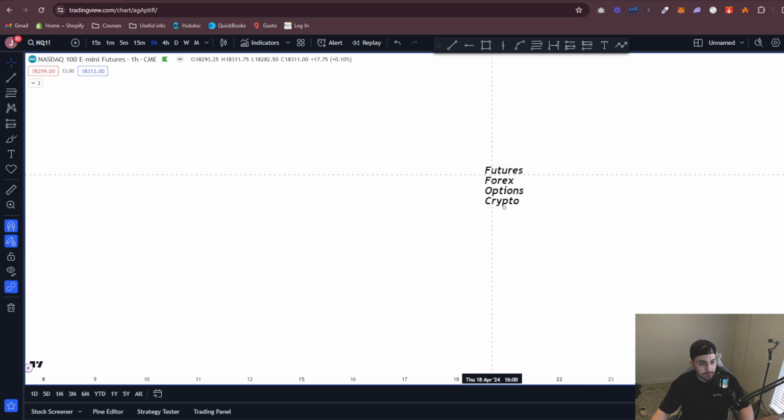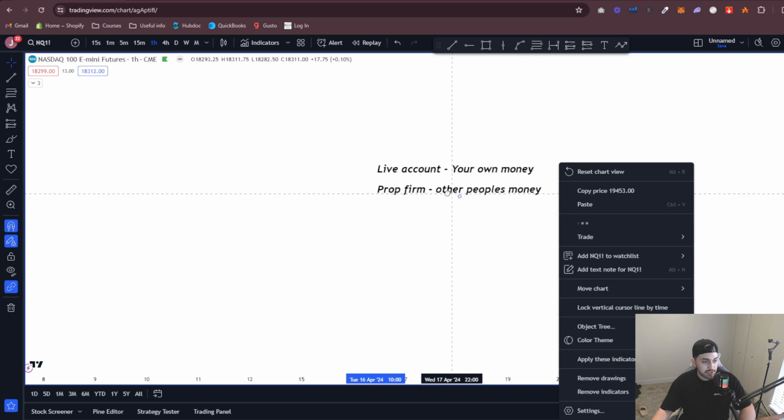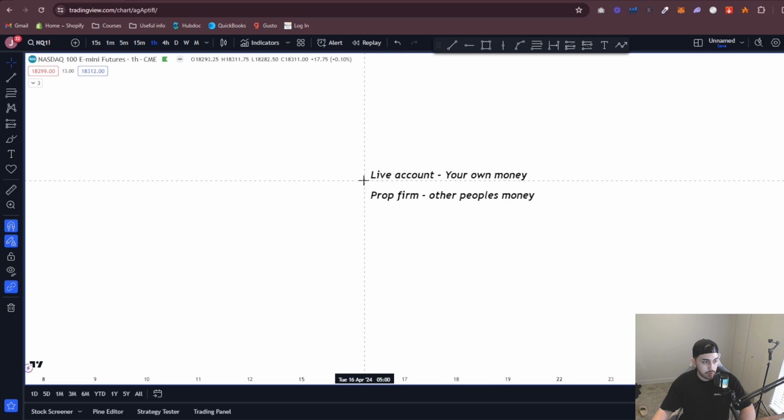Now, futures is what I trade, and that leads me to my next question. How do you want to trade? Do you want to use your own live account? If you're just getting into trading, a live account means your own money, okay? Or do you want to go the prop firm route, right? Prop firm route is going to be other people's money, all right? Now, you're going to have to decide what you want to do. Do you want to open up a live account that's going to be your own money, or do you want to go prop firm, other people's money?